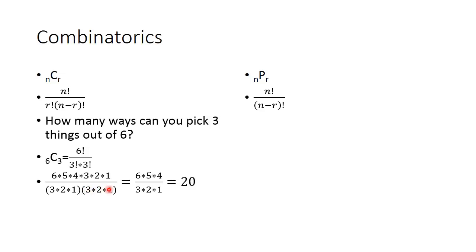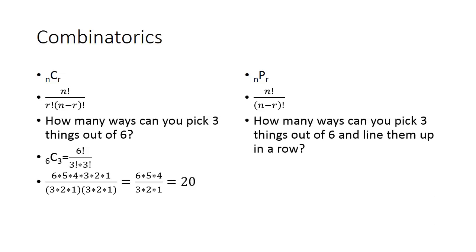Notice that the 3 times 2 times 1 cancels with this 3 times 2 times 1. That just leaves you this. 3 times 2 is 6, of course. That cancels this 6. You're basically left with 5 times 4 over 1, which is 20. So there are 20 different combinations of 3 cars that you can put in your garage out of 6 cars. Okay. Now let's take order into account and go the other way.